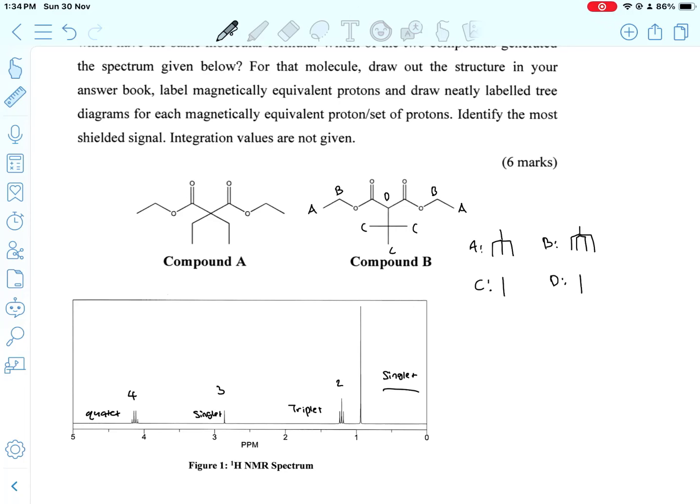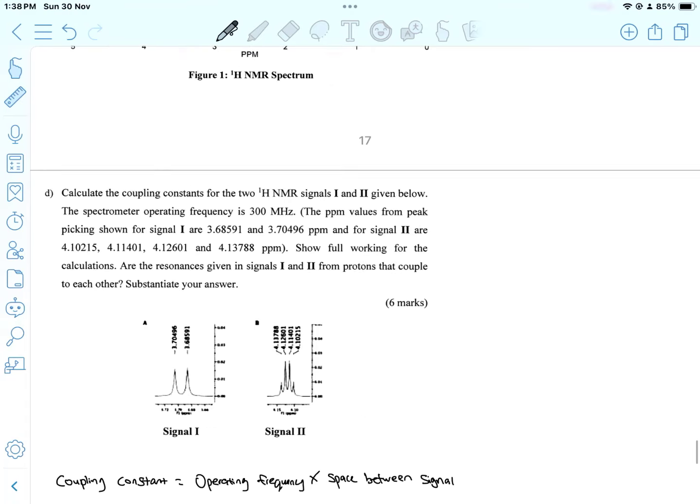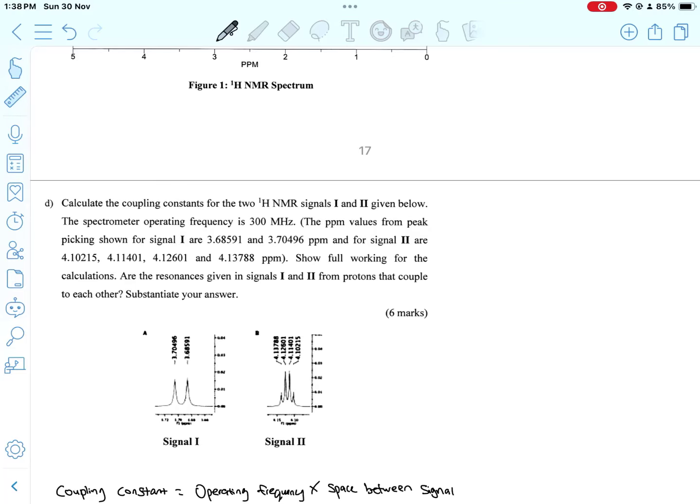And really deduce that actually C will be the most shielded one. So from just now, you already know the answer for the last part. Okay, so the next part of the question asks us to find the coupling constant.